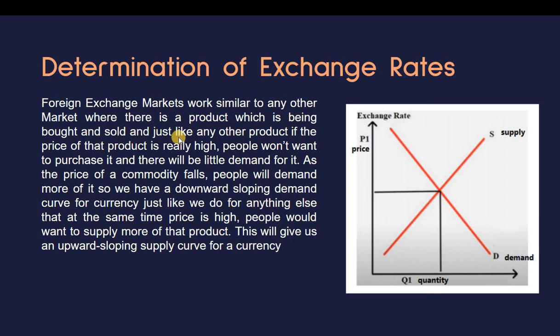So, merong produkto. And just like any other product, if the price of that product is really high, pag sobrang taas, people wouldn't want to purchase it. No? Konti lang yung gustong bumili dahil masyado mataas yung presyo. Or there will be very little demand for it. As the price of a commodity falls, people will demand more of it, so we have a downward sloping demand curve for currency. Just like what we do for anything else, at the same time, when the price is high, people would want to supply more of that product.